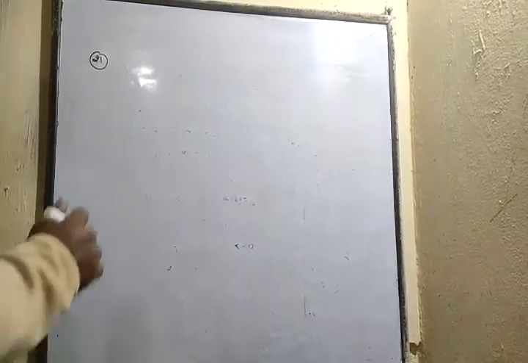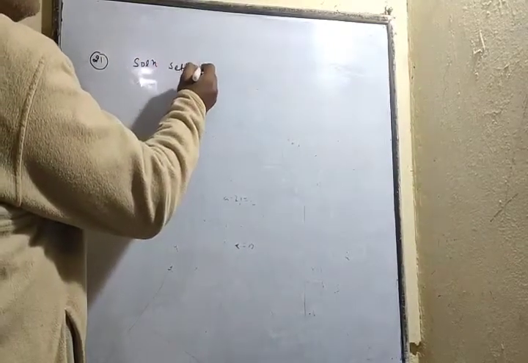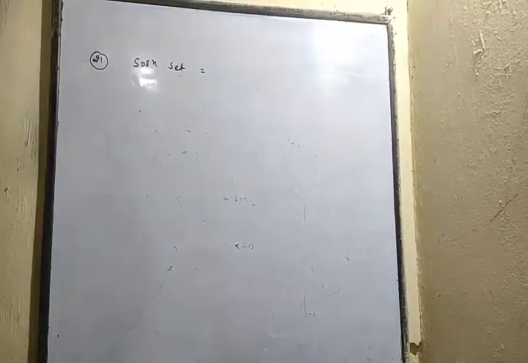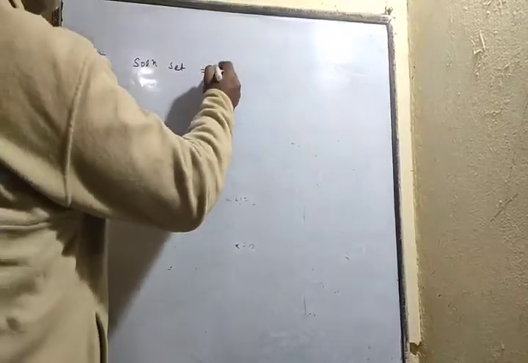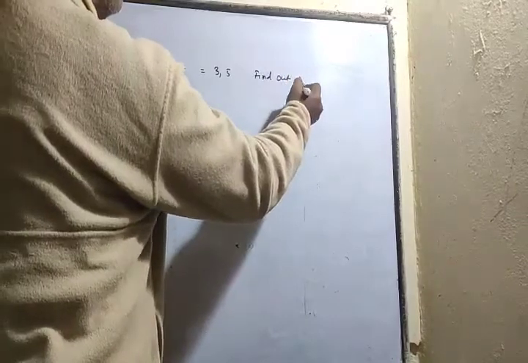Now see question number 21. You have to find the quadratic equation whose solution set is given as 3 and 5. And you have to find out the quadratic equation.